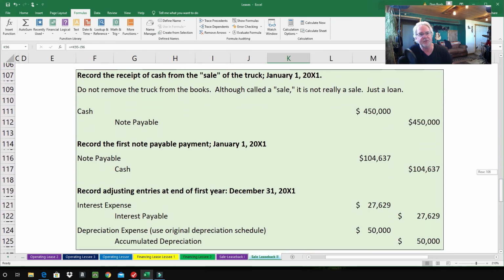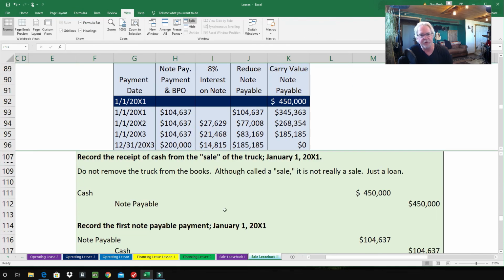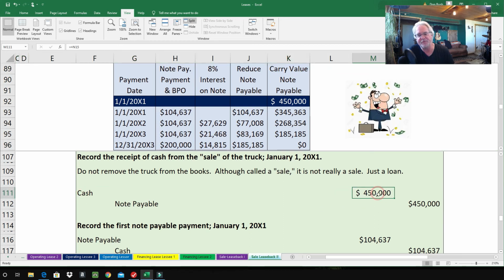So here's the journal entries for the first year. For year one, we have to make an entry for getting all that money. When We Get To Construction received cash of $450,000, and we're recording it as a note payable. They owe this $450,000, and look at this, it's right up here on the amortization table. It's the beginning balance.